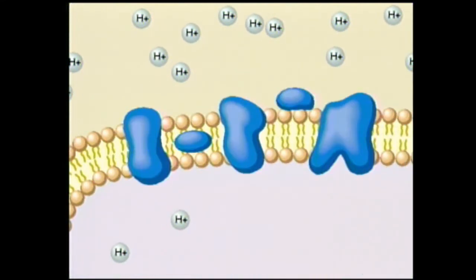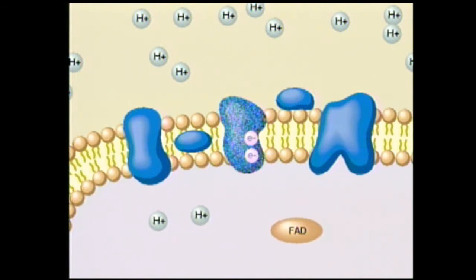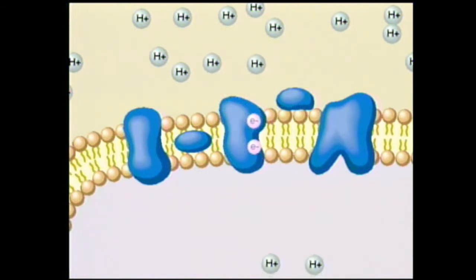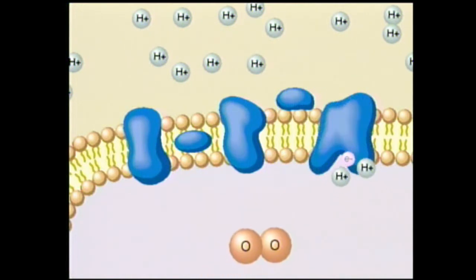A similar sequence of events takes place with FADH2. FADH2 transfers electrons to the second ion pump in the chain. The FADH2 is converted to FAD. Hydrogen ions are pumped through the protein into the outer compartment. The electrons shift down to the last protein in the chain. More hydrogen ions are pumped. Again, oxygen serves as the final electron acceptor, and a water molecule forms.